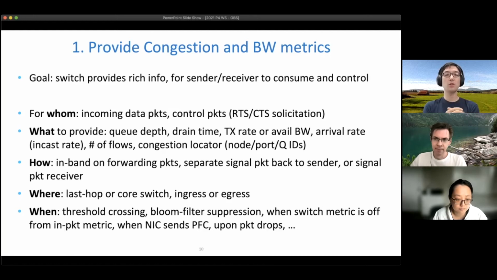Especially when we generate such separate signaling packets, we want to be cautious not to cause too much signaling overhead, in terms of PPS or BPS overhead. So having an intelligent mechanism to determine when we want to generate such signaling is very important.